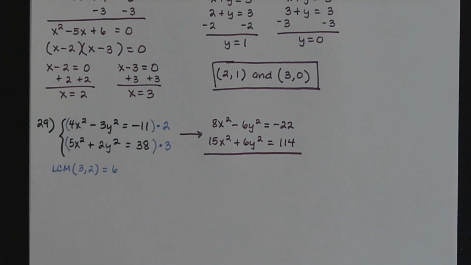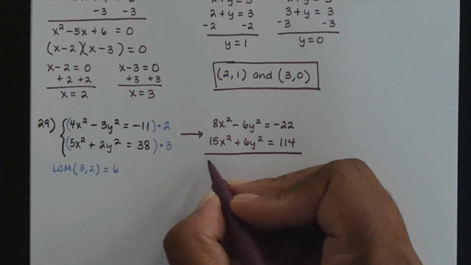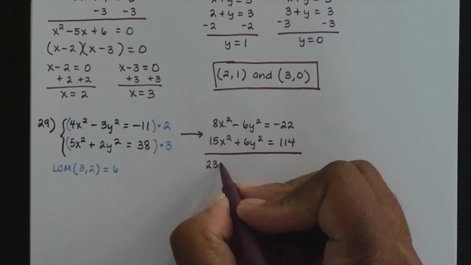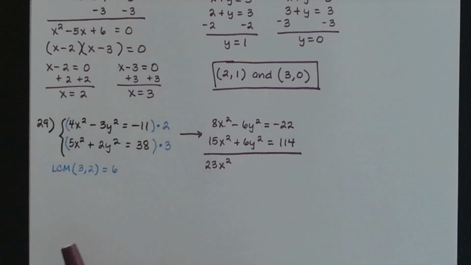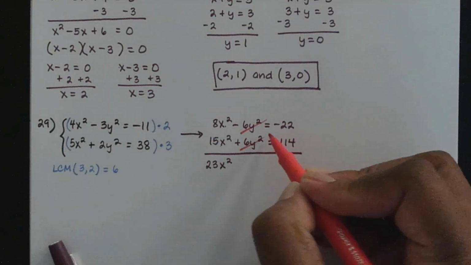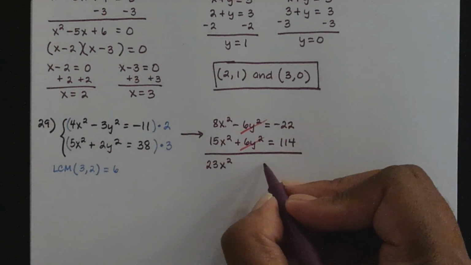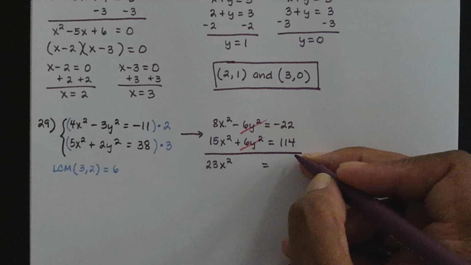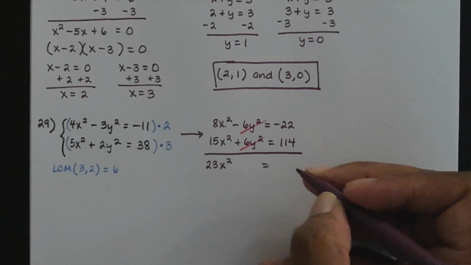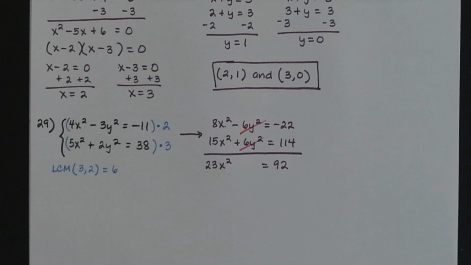Now we're going to add those two equations together. So here, 8x squared plus 15x squared will be 23x squared. The minus 6y squared and the plus 6y squared add to 0. And then that's equal to negative 22 plus 114, which would be 92. So I got 23x squared is equal to 92.